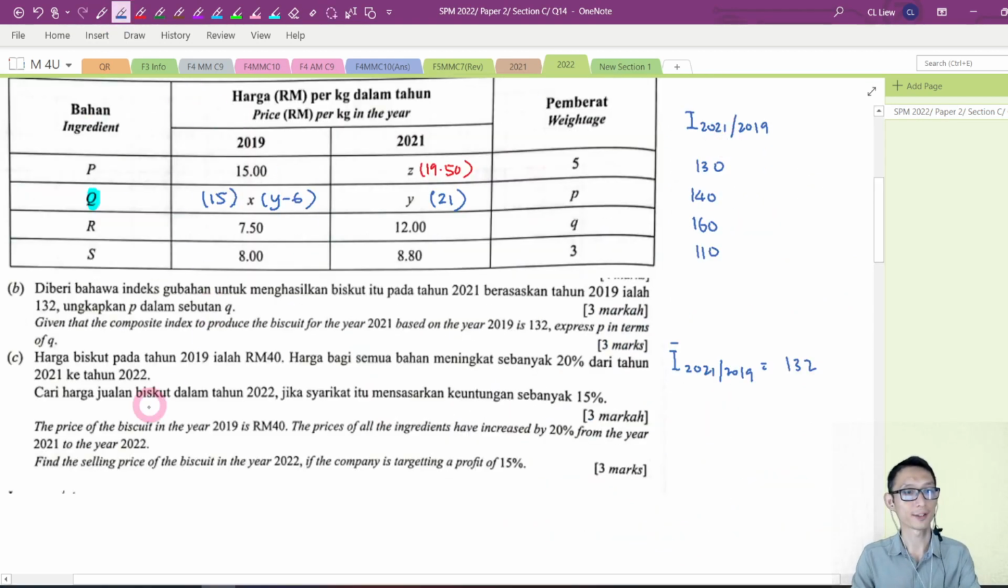Now let's go to the last part. The price of the biscuit in the year 2019 is 40 ringgit. The prices of all ingredients have increased by 20% from the year 2021 to the year 2022. So now we have 3 years here: 2019, 2021, and 2022. Find the selling price of the biscuit in the year 2022 if the company is targeting a profit of 15%. So first we need to know the cost of making this biscuit in the year 2022. Then a profit of 15% means that we have to times 115 over 100. So let me show you here.